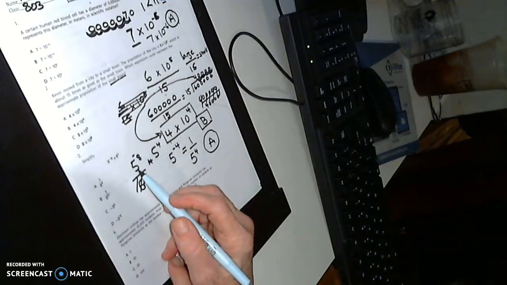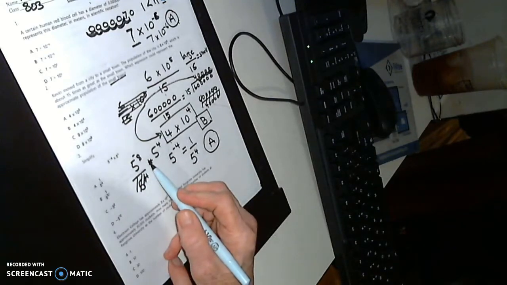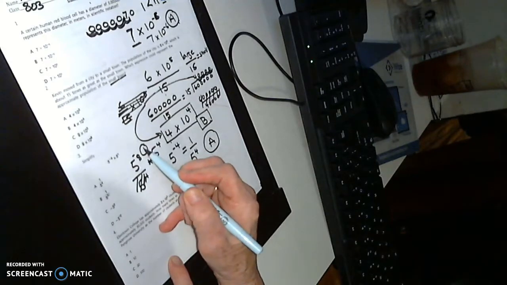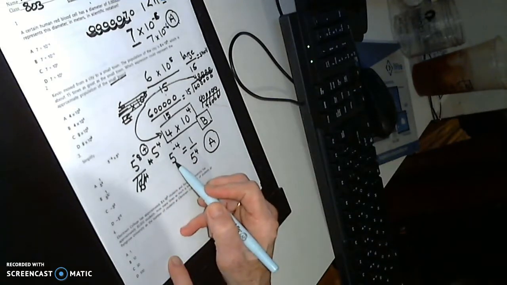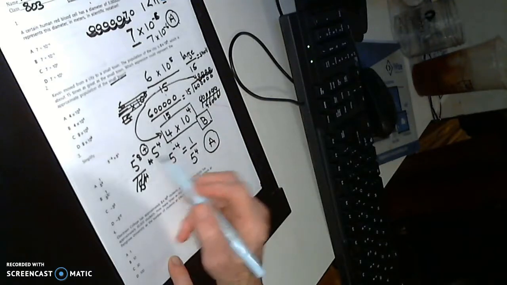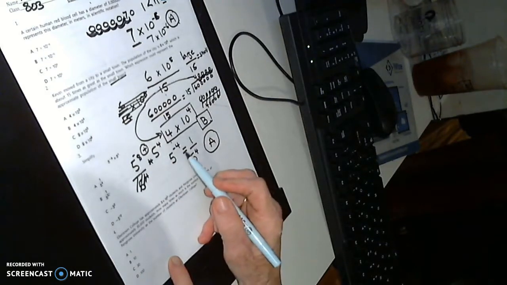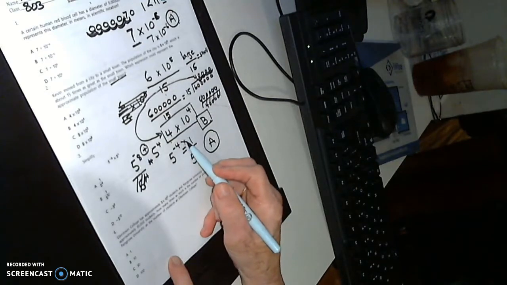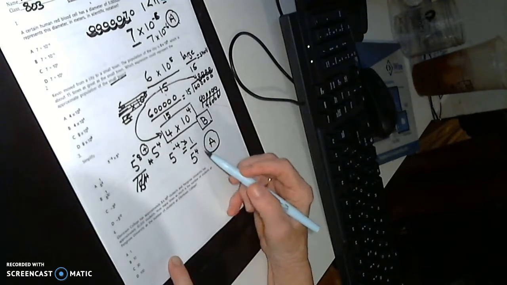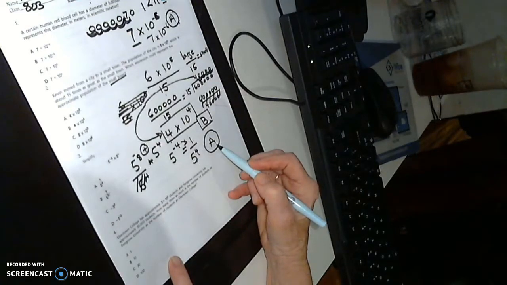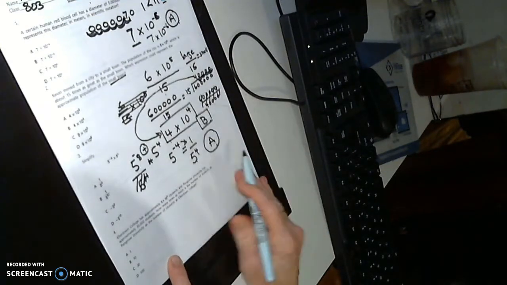Question number 3 is just a simplification problem. I have 5 to the 8th, and I'm multiplying it by 5 to the negative 4th, so I know I'm going to add the exponents. My base stays the same. I get 5 raised to the power of 4. I'd have to rewrite that without negative exponents, as 1 over 5 to the 4th power, and the correct answer is letter choice A.